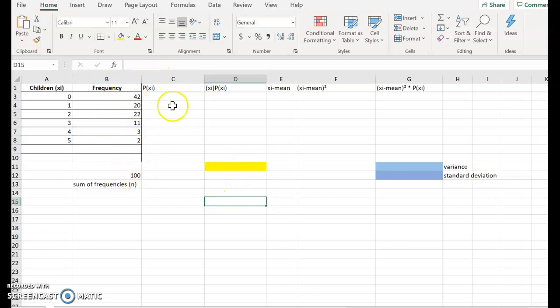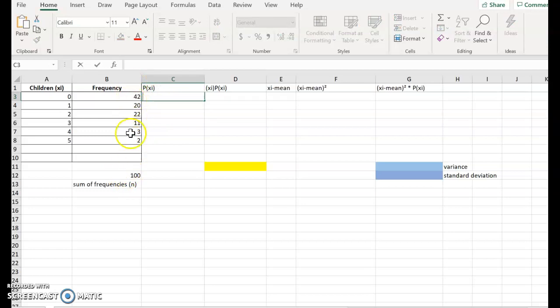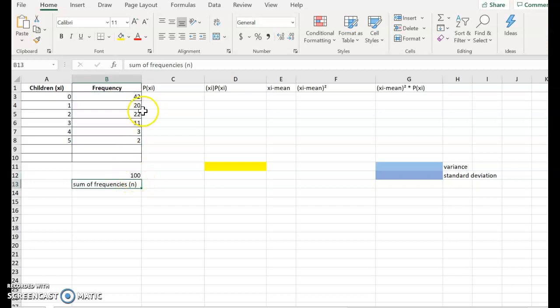So the first thing that we need to do is get the probability of each of these. First you want to get the total, the sum of your frequency. Down here you're going to put equals sum, and anytime you want to add something up in Excel, you just select the cells, close the parenthesis and press enter. You could have just put this in your calculator and gotten 100. That would have been perfectly fine.